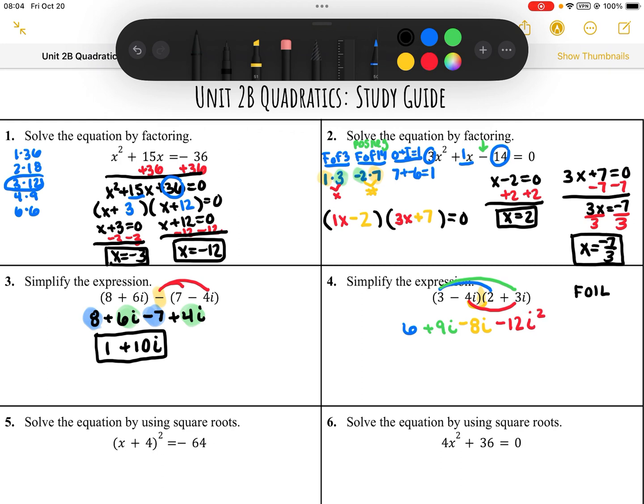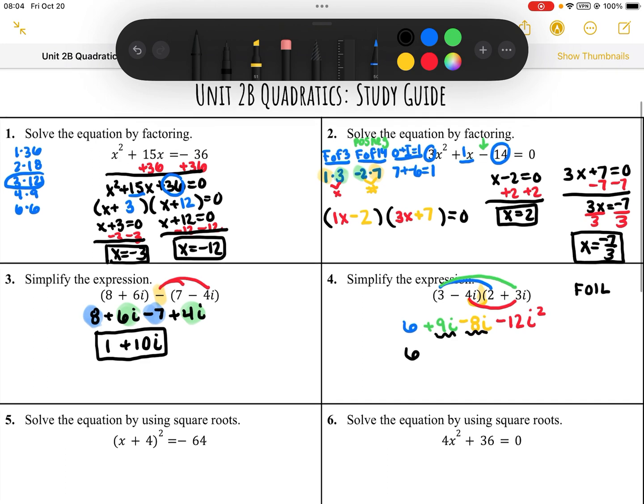So now I'm going to go ahead and combine my like terms. 9i minus 8i gives me 1i. So I'm going to have 6, plus i, and then I have minus 12 i squared. Now this i squared, we can never leave powers of i in our answer. So you need to remember your rules. So i squared equals negative 1. So I'm going to go ahead and substitute in negative 1 for i squared.